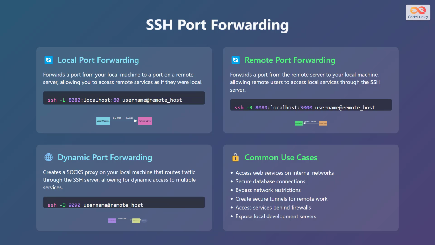Dynamic port forwarding creates a SOCKS proxy on your local machine that routes traffic through the SSH server, allowing for dynamic access to multiple services. The command for dynamic port forwarding is ssh -D 9090 username@remote_host. Common use cases for SSH port forwarding include accessing web services on internal networks, securing database connections, bypassing network restrictions, creating secure tunnels for remote work, accessing services behind firewalls, and exposing local development servers.